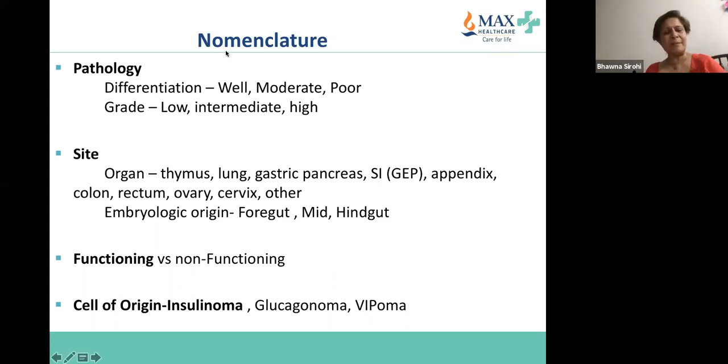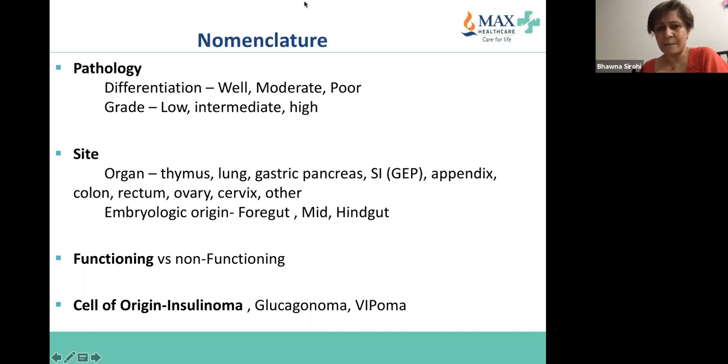So the nomenclature in pathology, you will hear this a lot: differentiation, well, moderate, or poor. Grade, I think, again, we have this in all cancers: low, intermediate, and high. It means different in different cancers, but we all know poorly differentiated high grade patients are where the proliferative index is high, and the prognosis is relatively poor compared to other patients.